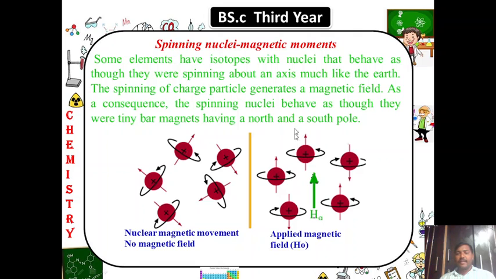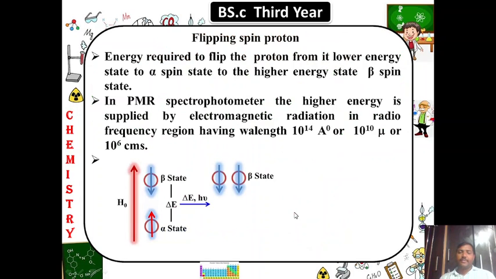They take up some direction, the vertical direction, rotating clockwise or anti-clockwise after the magnetic field is applied. The spin of the protons flips. The energy is required to flip the proton from its lower energy state, the alpha spin state, to the higher energy state, the beta spin. Beta is the higher energy level.